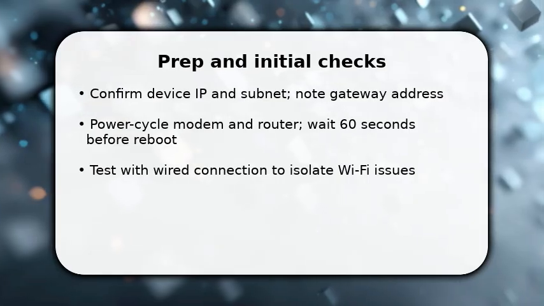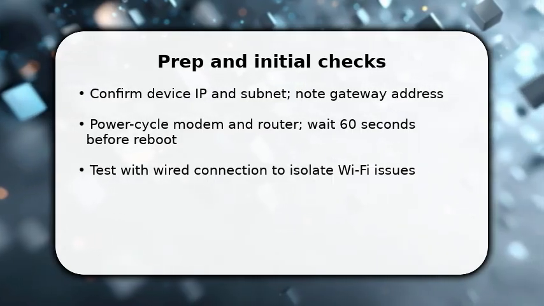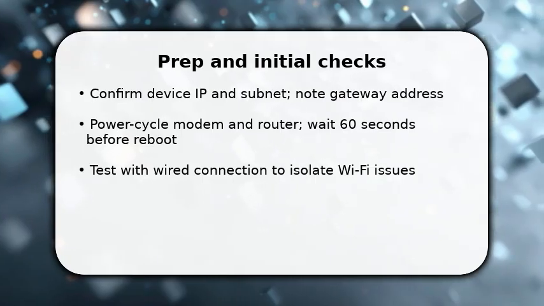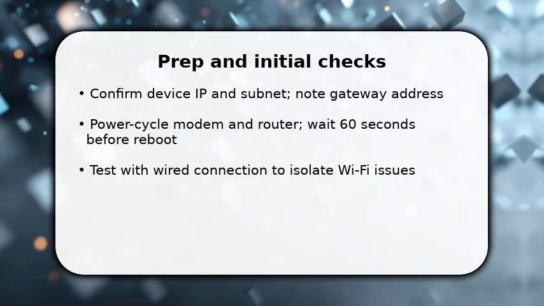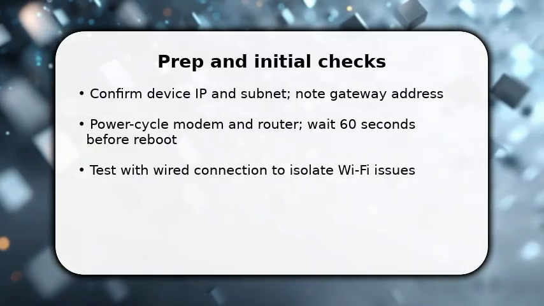You start by verifying addressing. Check your device IP, subnet mask, and default gateway so you know where traffic should go. Once done, power cycle the modem and router. Unplug, wait 60 seconds, then restore power to clear transient faults.